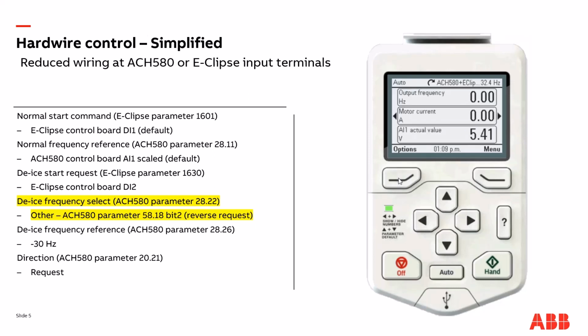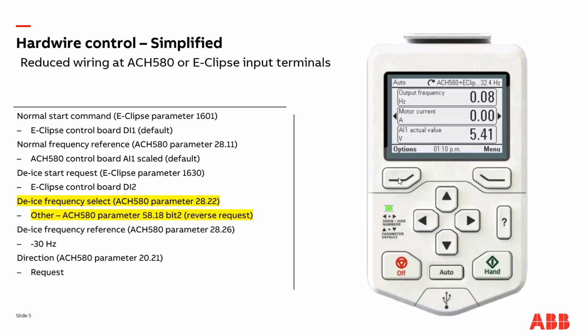So I'll first close DI1, and now we're running in normal mode. We'll ramp up to the set point. Then if I close DI2, now I've picked up that reverse request bit, and that has become my trigger. And I'm at my DI set point now, and we're ramping through 0, then to the DI set point, and then I can open DI2, and we'll return to normal operation. I can open DI1, and we'll stop.